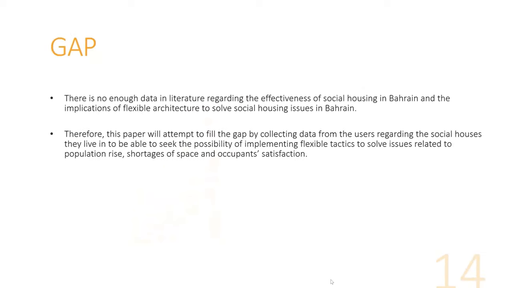By researching this topic, it was found that there was not enough data and literature regarding the effectiveness of social housing in Bahrain and the implications of flexible architecture in solving its social housing issues. Therefore, this paper will attempt to fill the gap by collecting data from the users and occupants regarding these social houses and the way they live in them, to seek the possibility of implementing flexible tactics to solve the issues related to population rise, shortages of space, and occupant satisfaction.